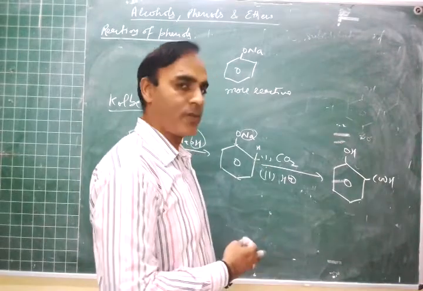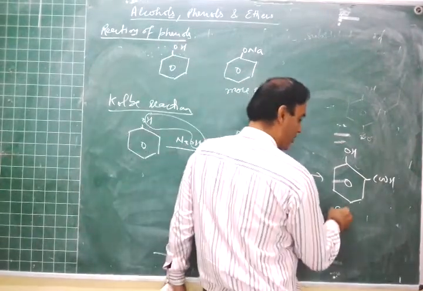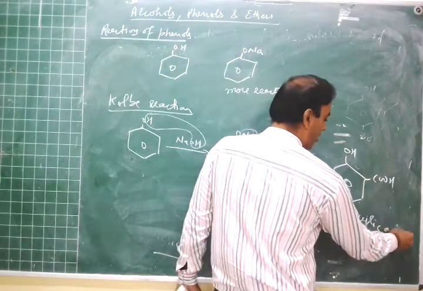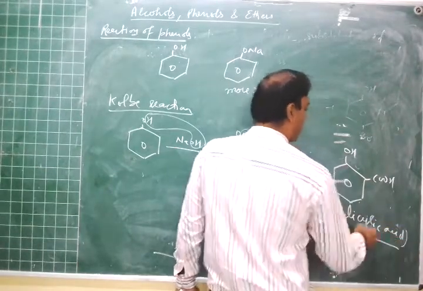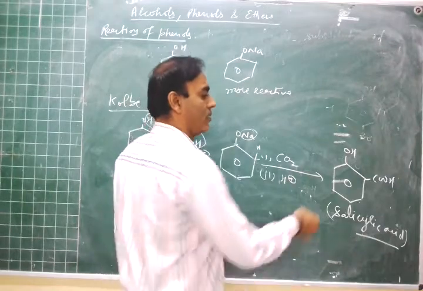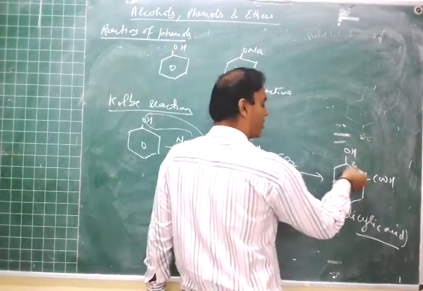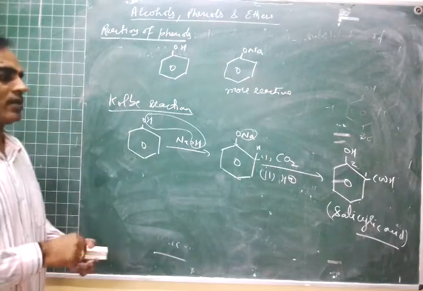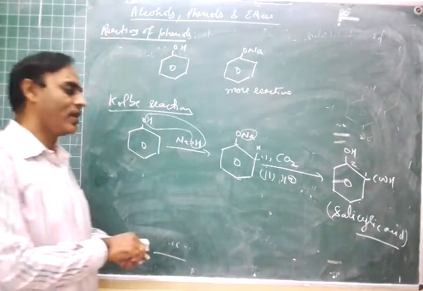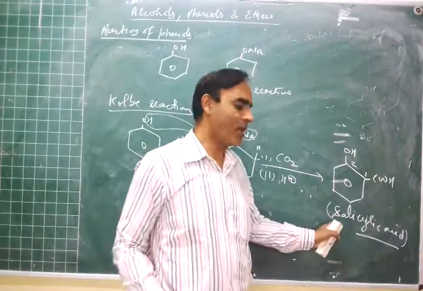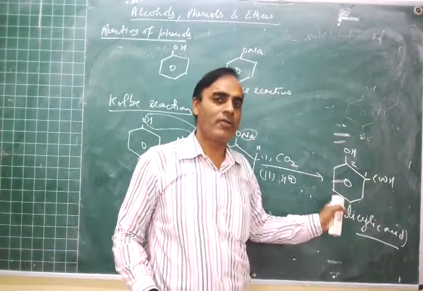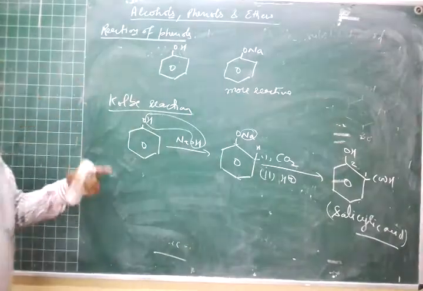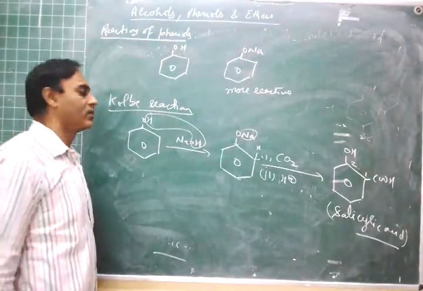So what is the name of this product? This is known as salicylic acid. Salicylic acid is the common name of this product, and the IUPAC name is 2-hydroxybenzoic acid, right? Its common name is salicylic acid, and it is very famous, and many times this has been used in question papers of board exams also. You should remember salicylic acid as well.